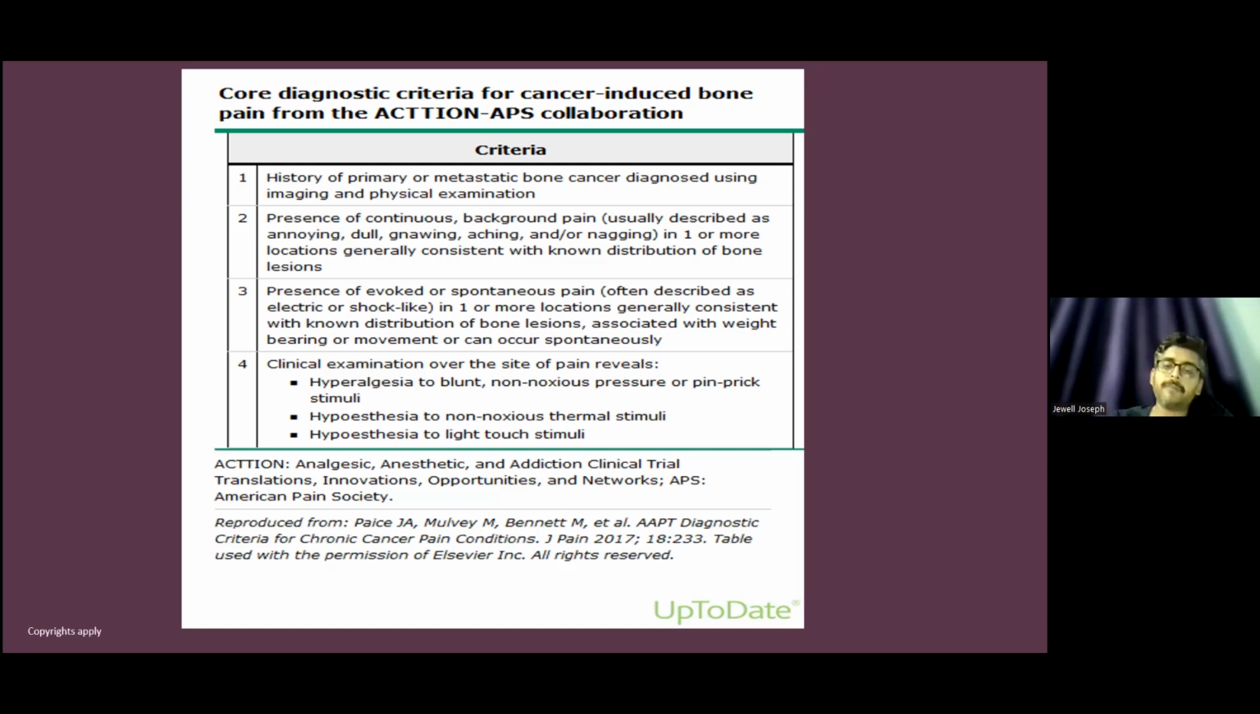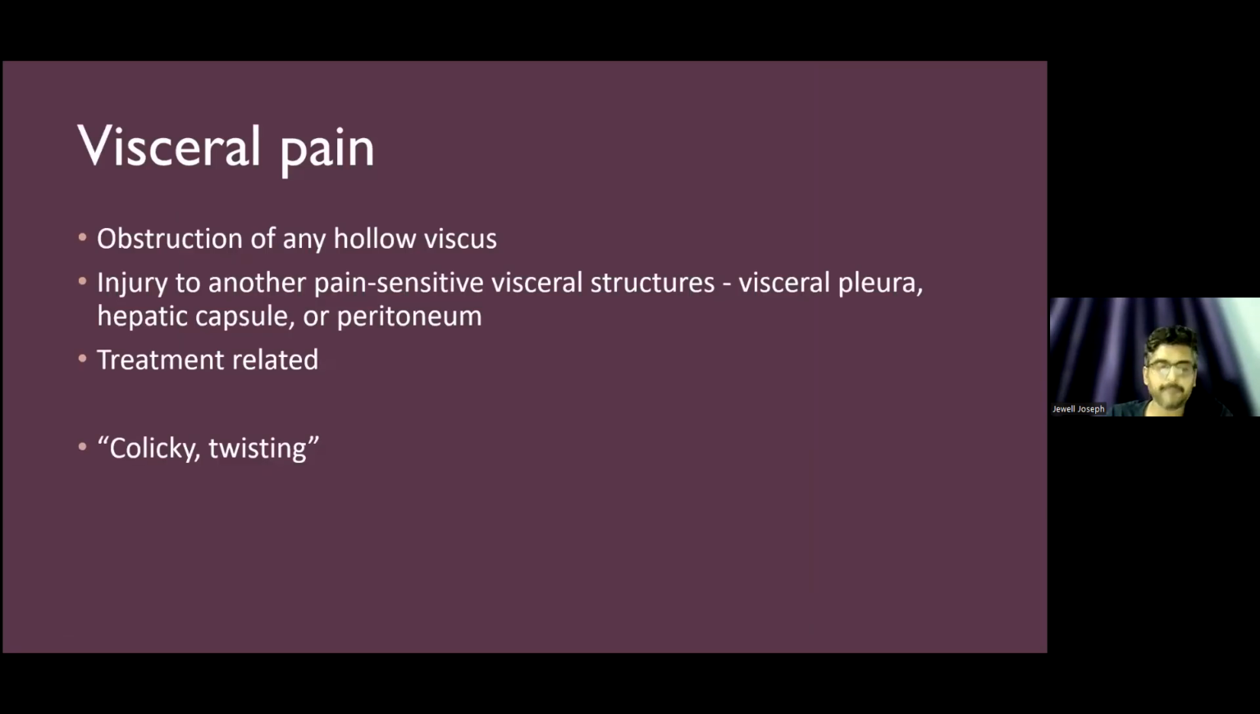And clinical examination of that particular area can show some hyperalgesia to non-noxious pressure stimuli. There can be some hypoesthesia to non-noxious thermal stimuli, hypoesthesia to light touch stimuli, etc. So basically, there can be some neuropathy component along with the history of primary or metastatic bone lesions, along with the symptoms related to bone pain, that particular pain and aggravation of pain in that particular region in association with movements or weight bearing. So this is a core diagnostic criteria for cancer-related bone pain. This ACTION-APS has criteria for various chronic cancer-related pain. So this is a criteria for bone pain.